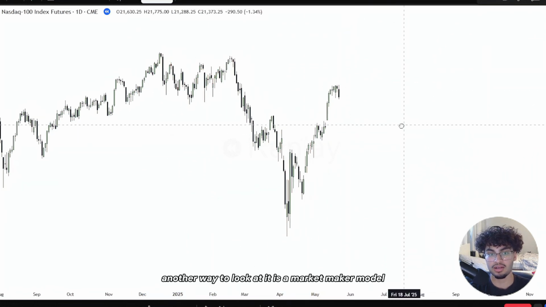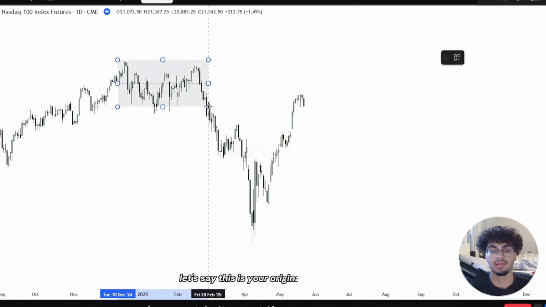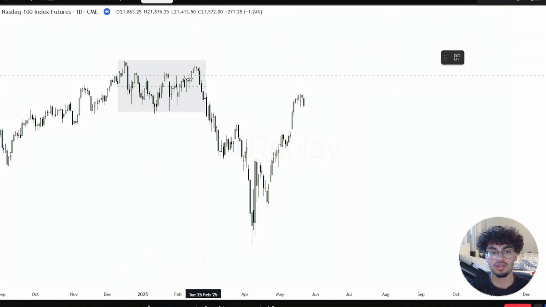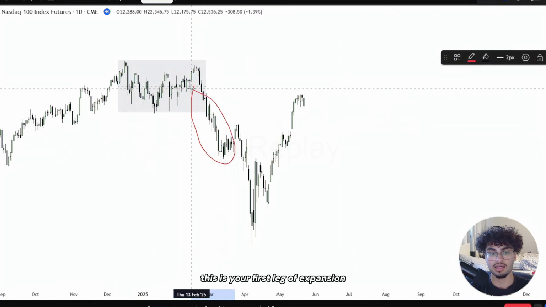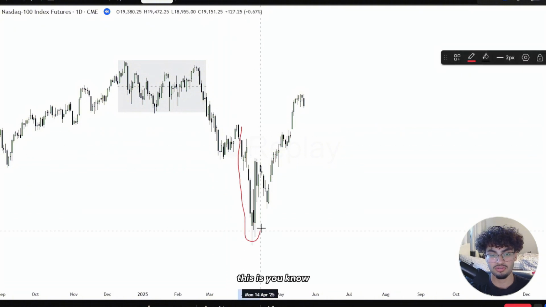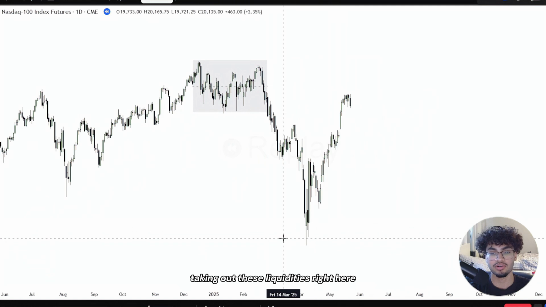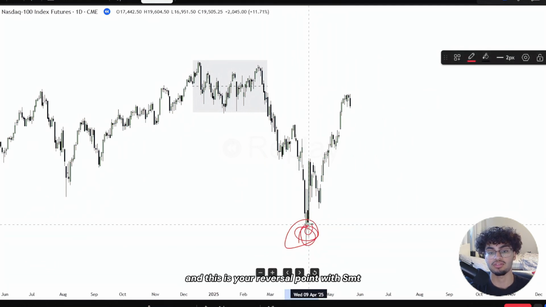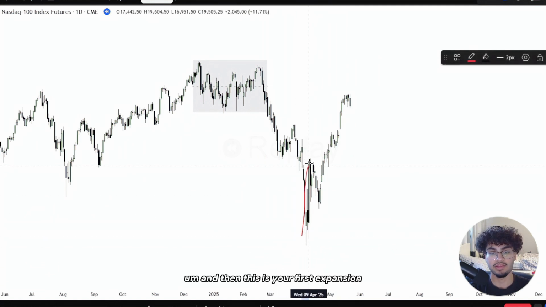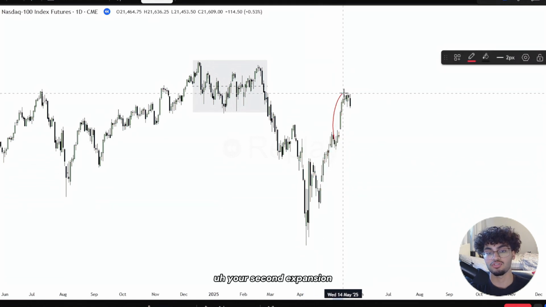Another way to look at it is a market maker model. Now you compare both of these. Well, let's say this is your original consolidation. This is your first leg of expansion. This is your second stage of accumulation. This is your last expansion, taking out these liquidities right here. And this is your reversal point with SMT. And then this is your first expansion, your second accumulation, your second expansion.